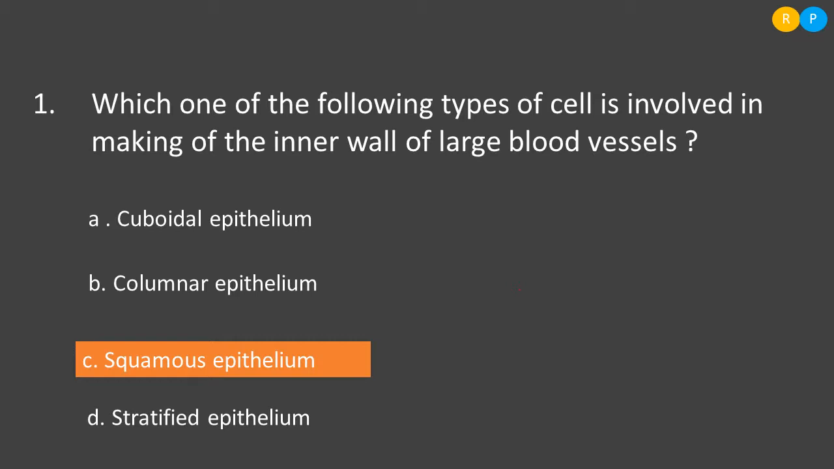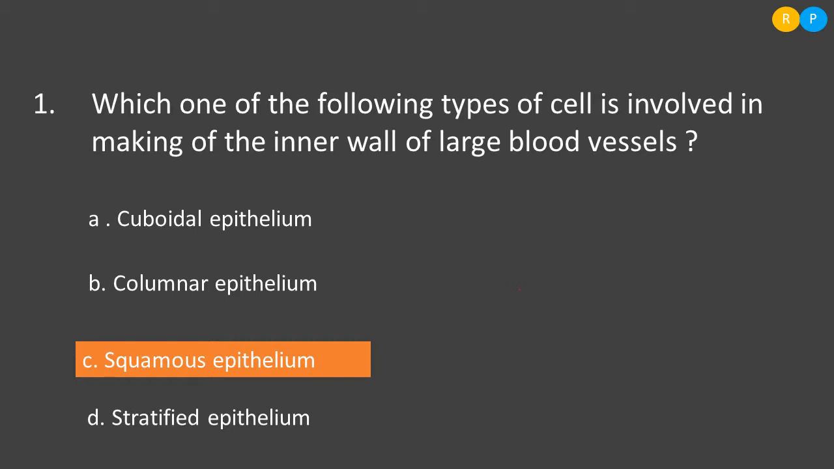Then let us look into option A, cuboidal epithelium. Cuboidal epithelium is made out of cube-like cells. These tissues are usually present in the nephrons of the kidney, because their main function is secretion as well as absorption. Then option B, columnar epithelium. Columnar epithelium is present in the intestinal region. They help in absorption, and some help in secretion.